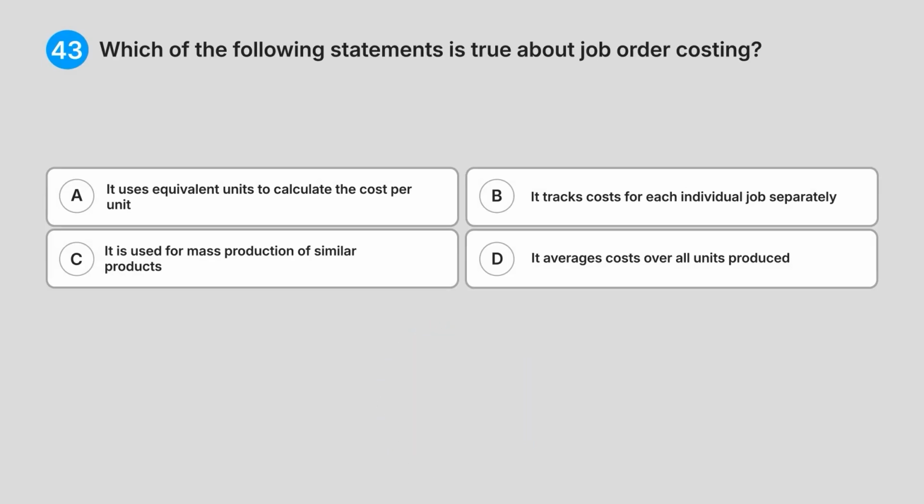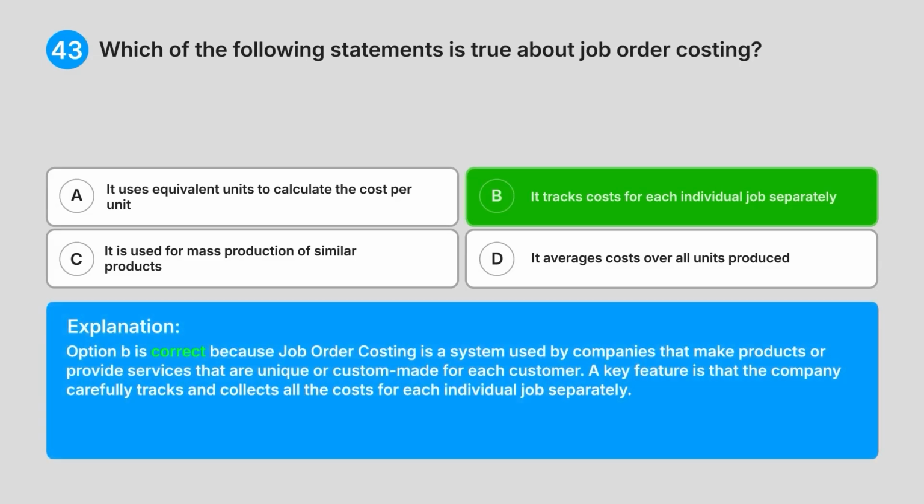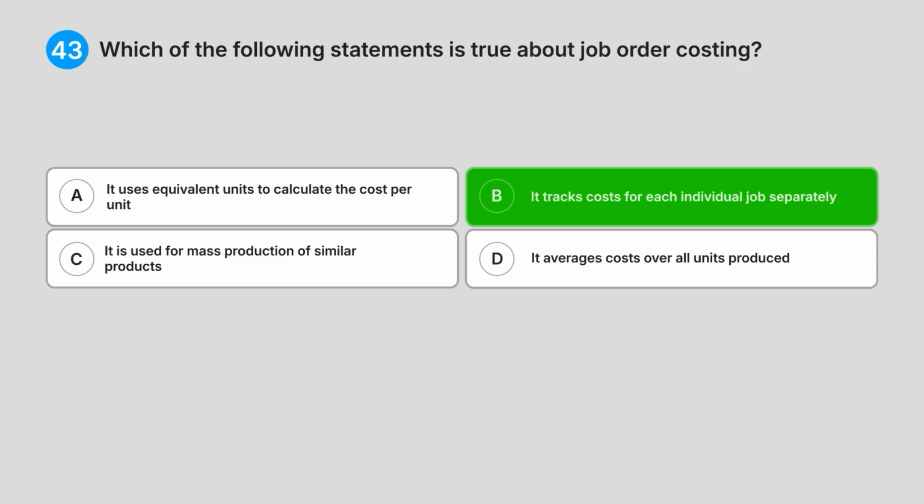Correct answer. B. It tracks costs for each individual job separately. Explanation. Option B is correct because job order costing is a system used by companies that make products or provide services that are unique or custom-made for each customer. A key feature is that the company carefully tracks and collects all the costs for each individual job separately.